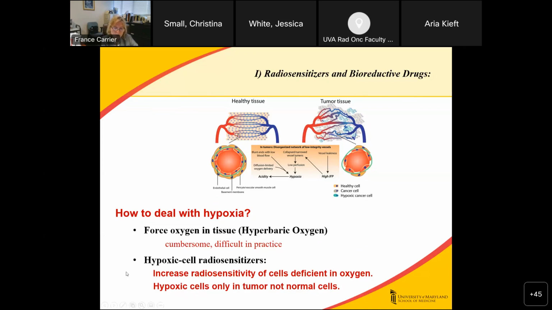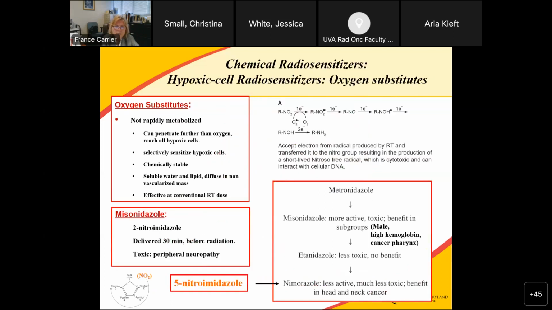So what are the other ways that we can do? We can use hypoxic cell radiosensitizers that would increase the radiosensitivity of the cells that are deficient or have low oxygen level. The goal is that we will be able to do that only in the tumor cells and not in normal cells, because normal cells don't have hypoxia. One of the first molecules that was developed is a smaller molecule that can take the place of oxygen. They call it a hypoxic radiosensitizer, or an oxygen substitute.